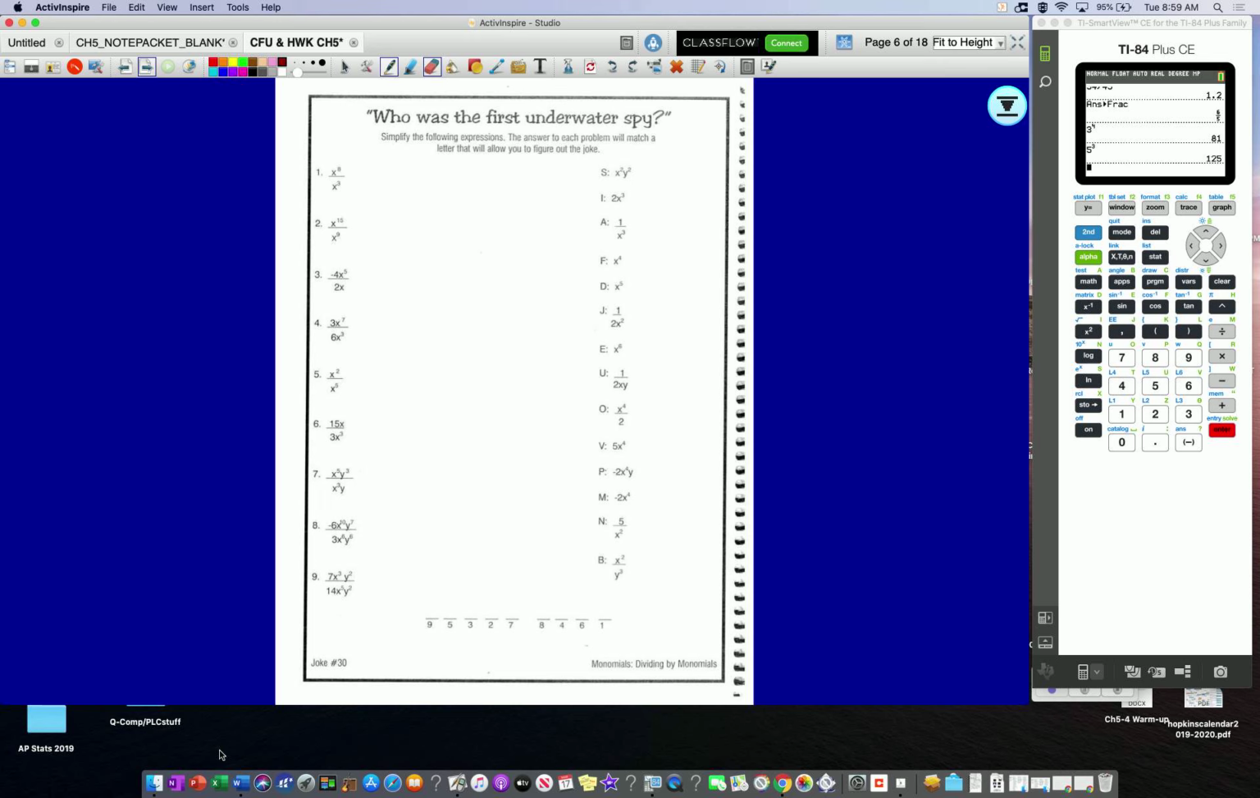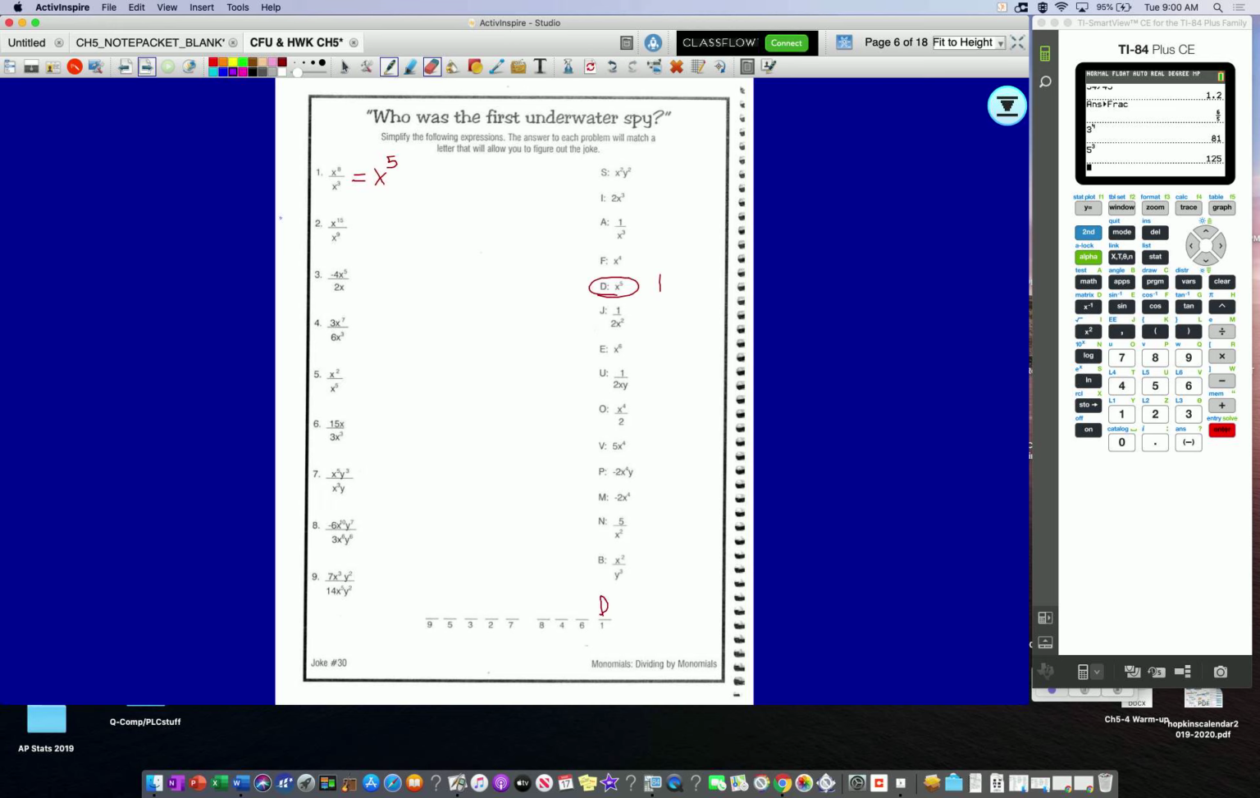So who was the first underwater spy? Oh, nice. All right. Remember what we do when we're dividing? We subtract the exponents. So 8 minus 5 is x to the 5th. So this is number 1. I'm not going to draw the lines this time. I think it gets a little distracting. I'm just going to put a number by it. So D was number 1.